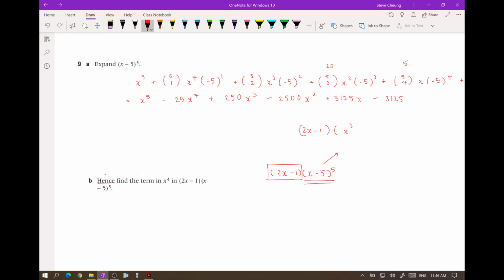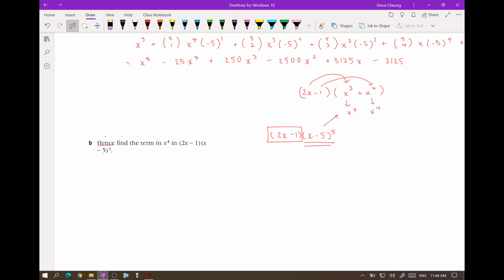I need the x to the power of 3 term and also the x squared term, because using FOIL, this will give me, my bad. I need both the x to the power of 3 and x to the power of 4 term, because if I expand this with that, this will give me x to the power of 4. And if I expand that, I also get x to the power of 4. So we don't need the whole thing.